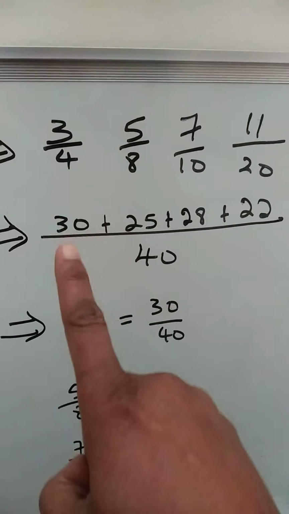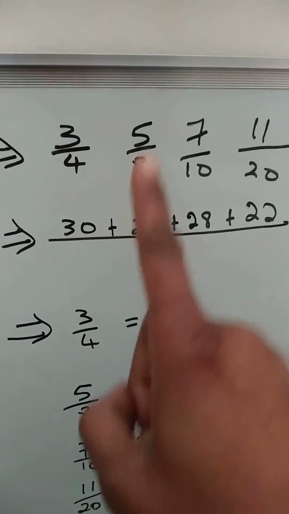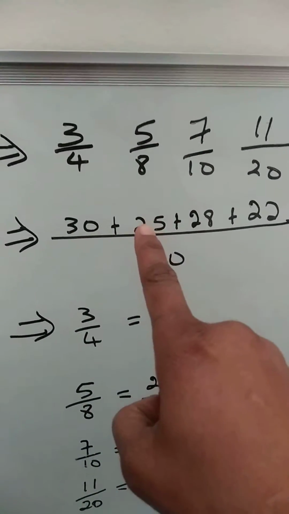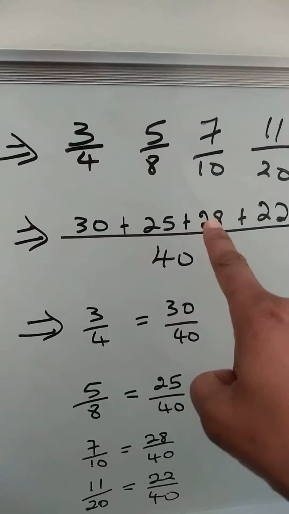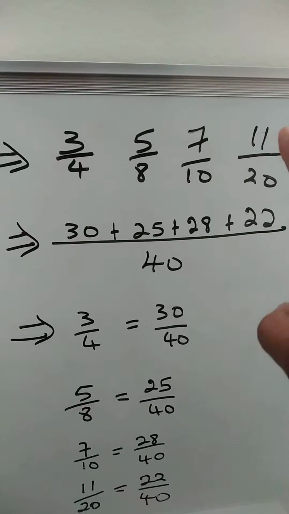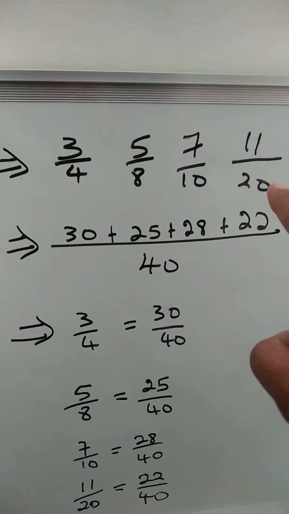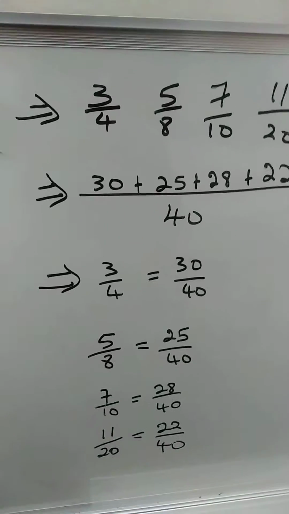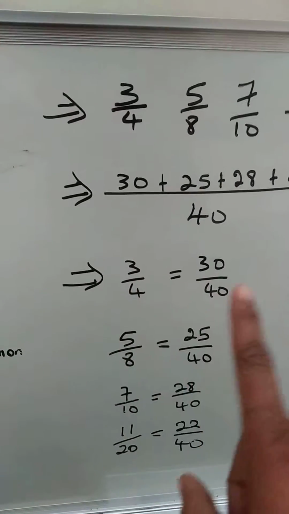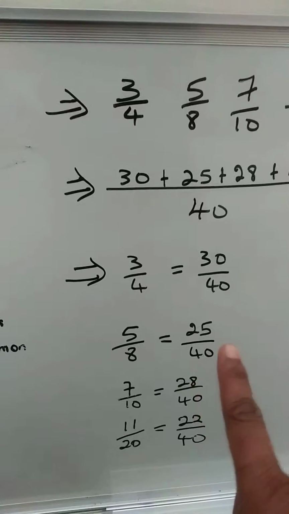So 3/4 is represented by 30 over 40. 5/8 is represented by 25 over 40. 7/10 is represented by 28 over 40. And 11/20 is represented by 22 over 40. So 3/4 equals 30 over 40. 5/8 equals 25 over 40.